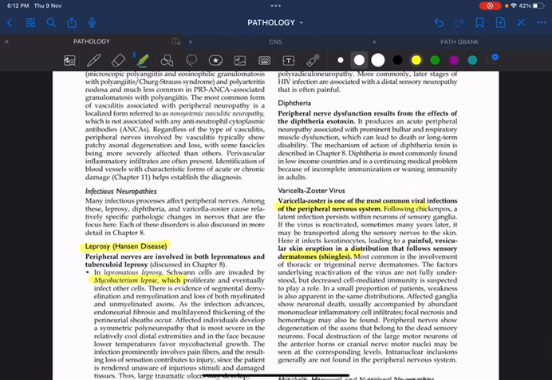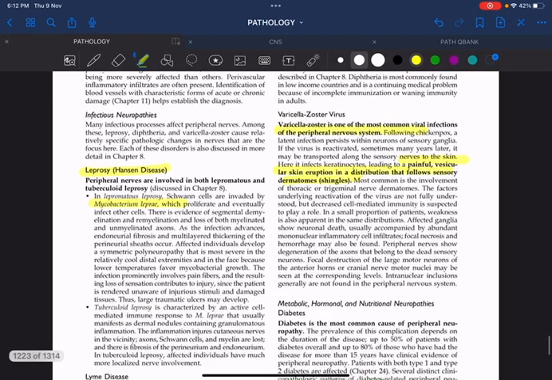Yes. So what do you mean by shingles? That is the activation of a latent infection. In shingles, remember, there will always be a skin eruption in the distribution that follows the sensory dermatome. That is one of the characteristic features of shingles. Shingles is nothing else but a reactivation of the latent varicella zoster virus infection.